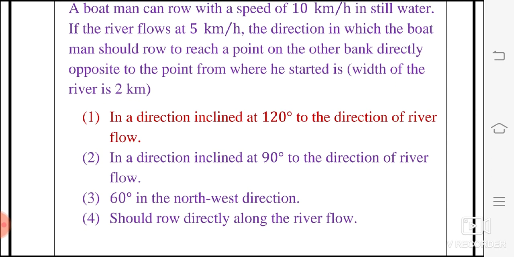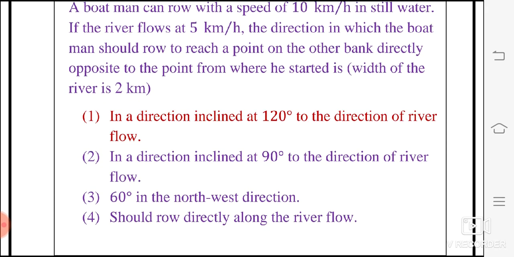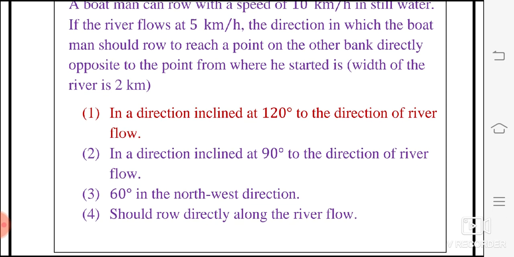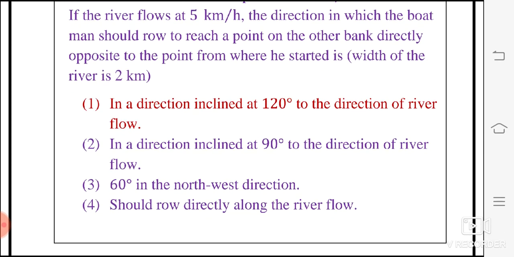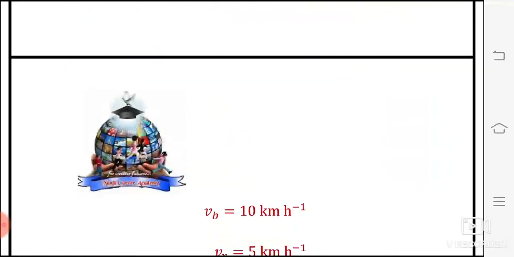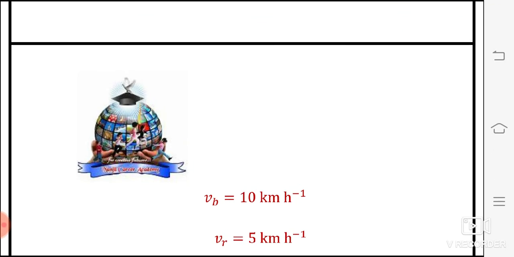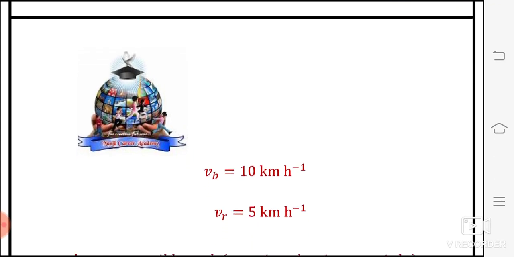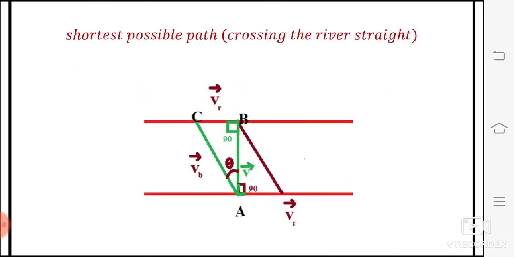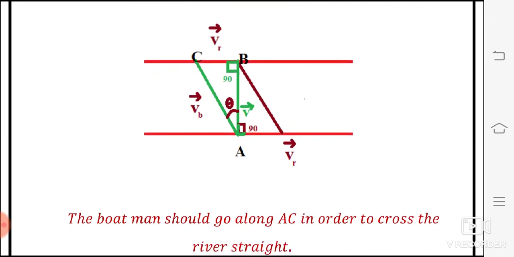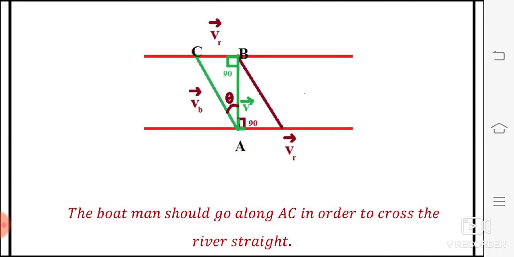So we have to find the direction in which the boatman should row to reach a point on the other bank directly opposite to the point from where he started. Given that VB is equal to 10 km per hour, VR is equal to 5 km per hour, for the shortest possible path crossing the river straight. This is the schematic diagram. So the boatman should go along AC in order to cross the river straight.